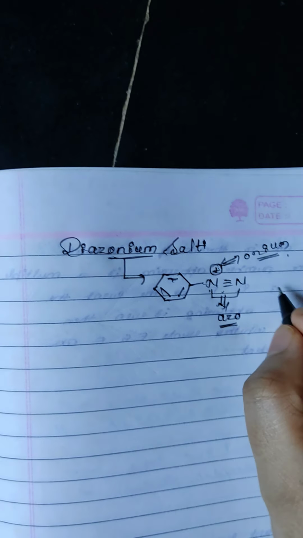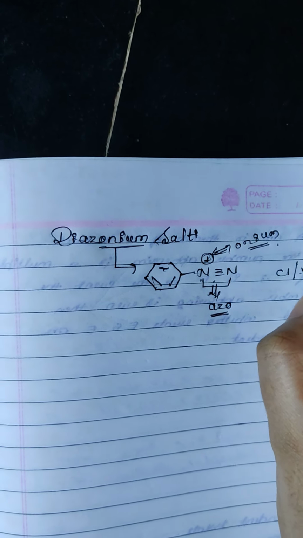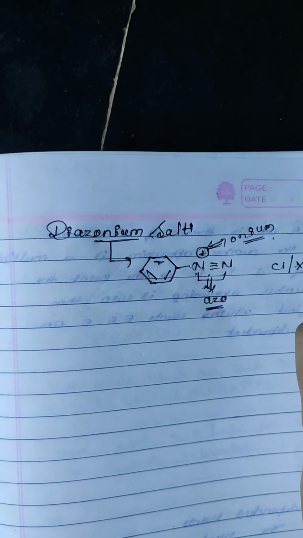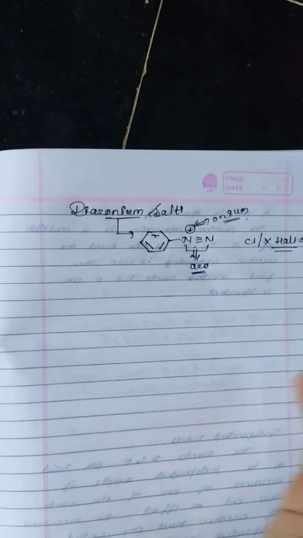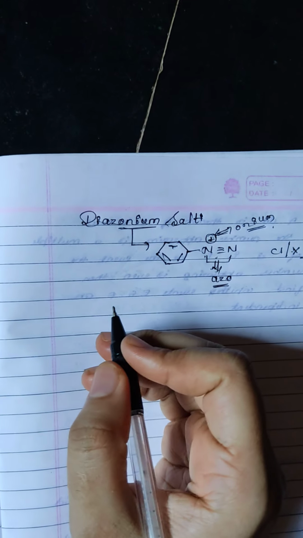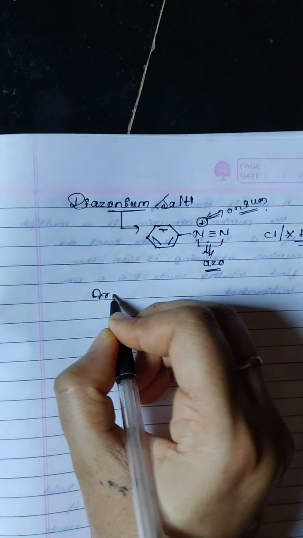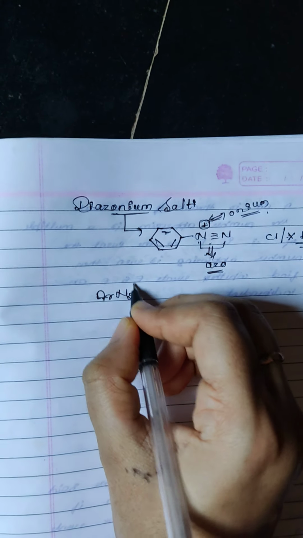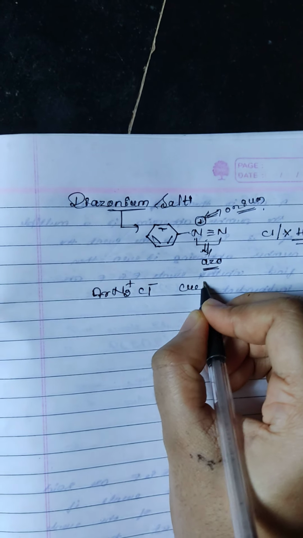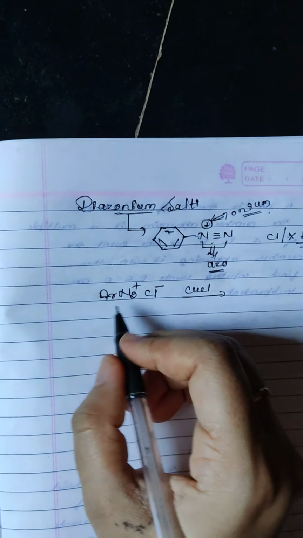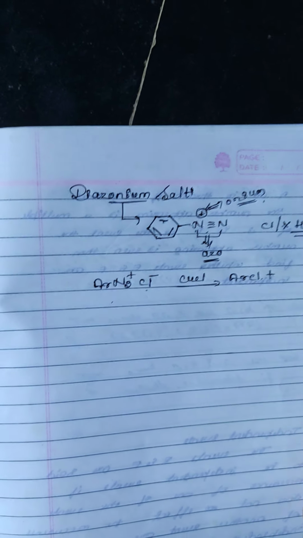Any halide group, such as chlorine or X, can be attached to the benzene ring. These are the halide groups. We have to understand this in the Sandmeyer example. Just look at it: Ar-N2+ Cl- in the presence of CuCl gives ArCl with N2.